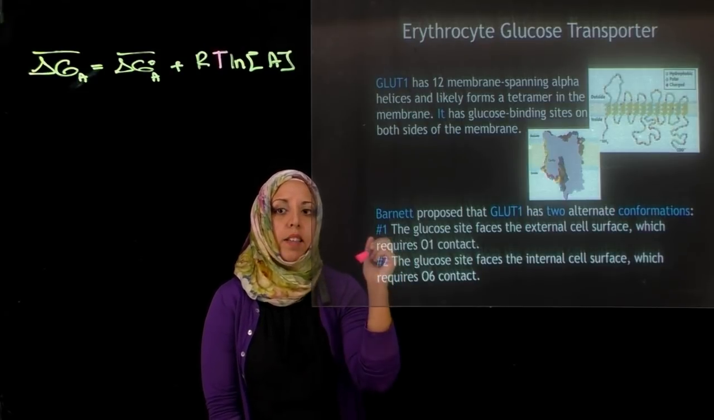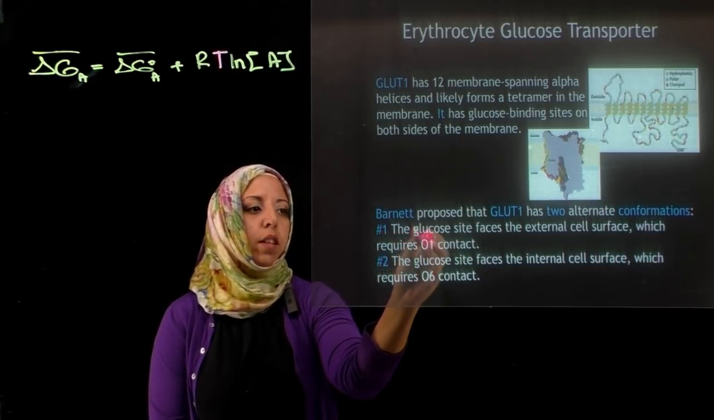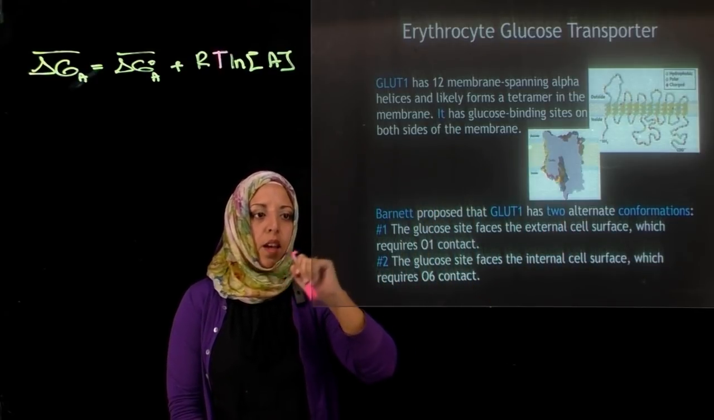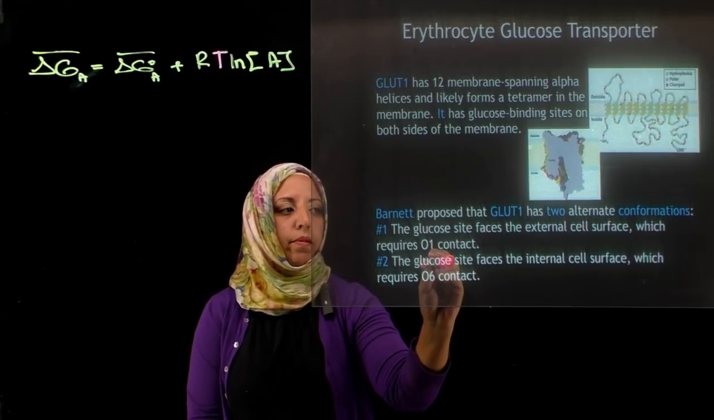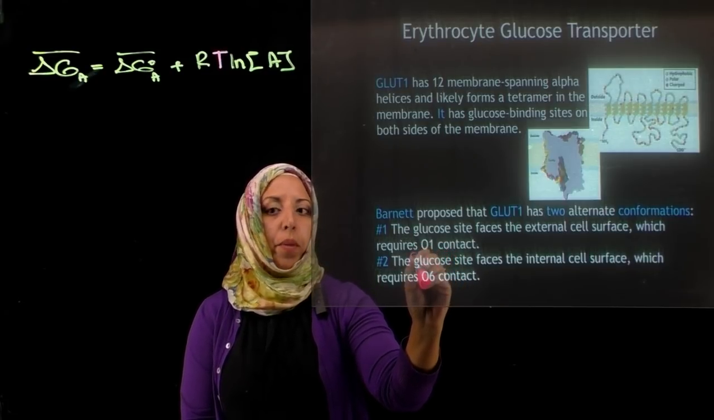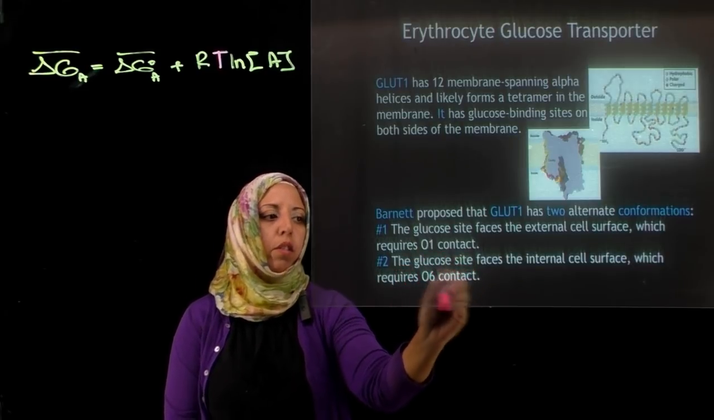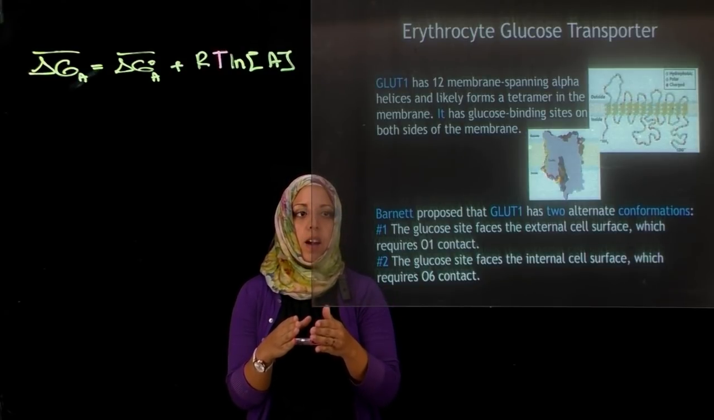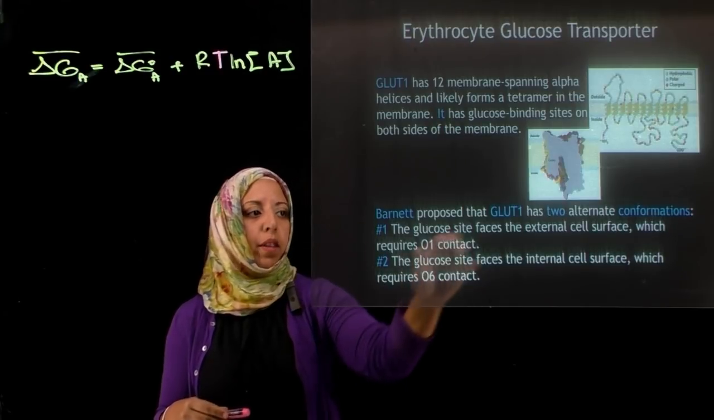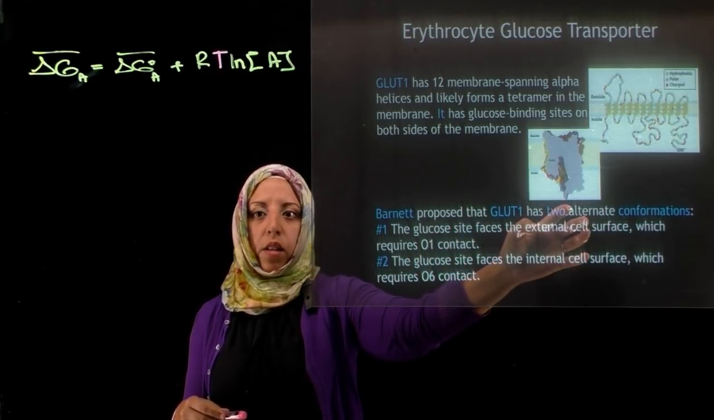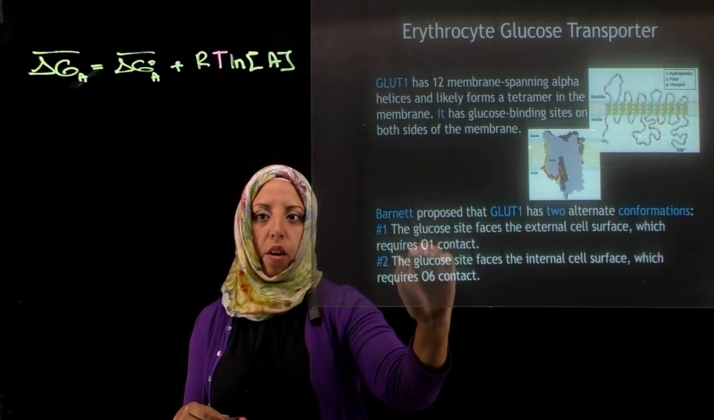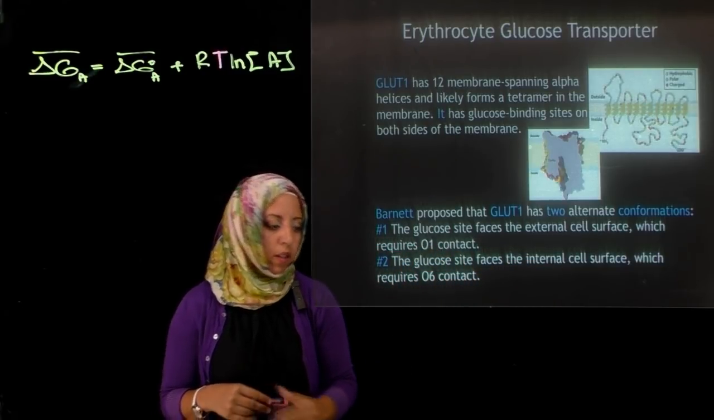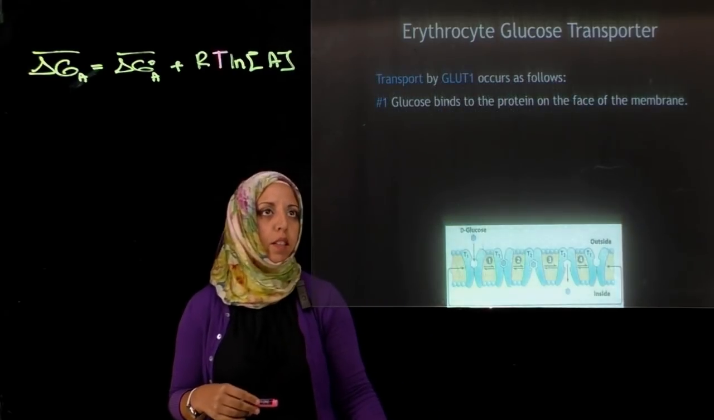What he did, he added a propyl group to carbon 1 of glucose, right? And notice that it will bind to the extracellular surface. And then if he added a propyl group to carbon 6 of the glucose molecule, it will bind to the intracellular surface. So what he proposed is that the glucose has 2 different faces. On the extracellular cell surface, it requires the contact of the oxygen on carbon 1, and the one that faces the inside of the cell requires the contact of the oxygen off of carbon 6, right?